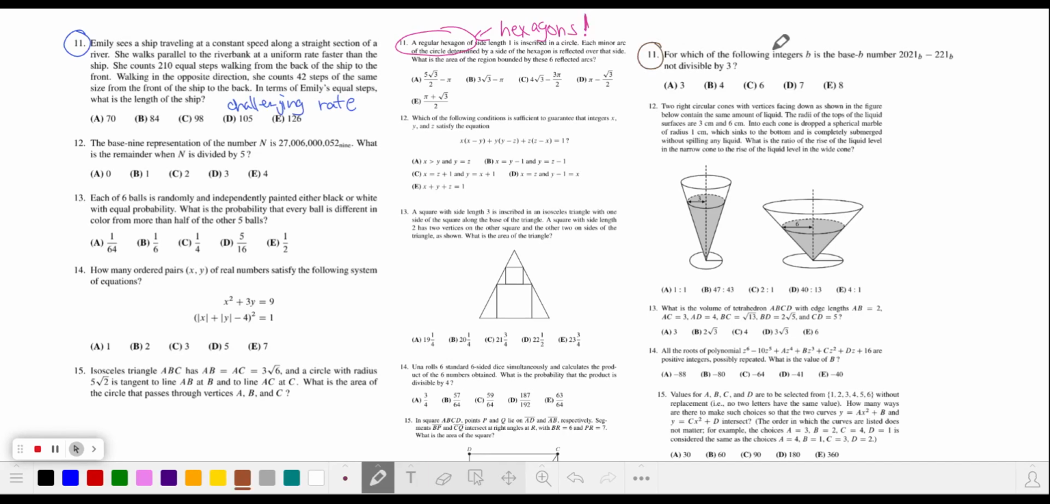This problem here, again, is pretty basic number theory. You really want to be familiar with numbers in different bases other than base 10. If you can do that, you're going to pick up some easy points here. Here's another number theory problem in base 9.